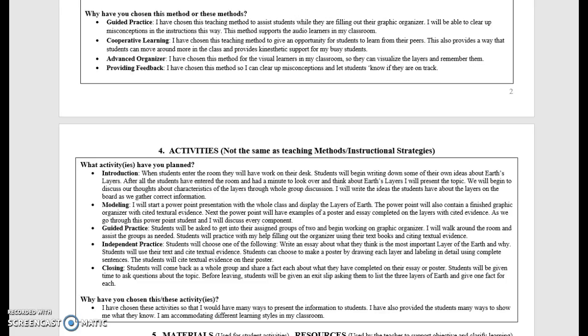The reason I've chosen this activity. I have chosen these activities so that I would have many ways to present the information to students. I have also provided students many ways to show me what they know. I am accommodating different learning styles in my classroom.